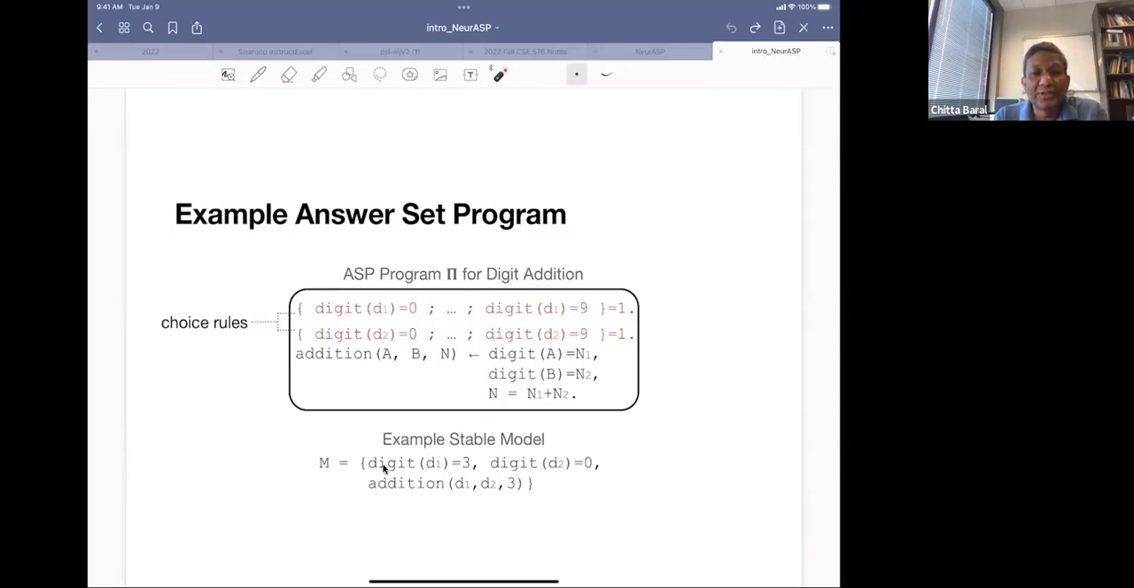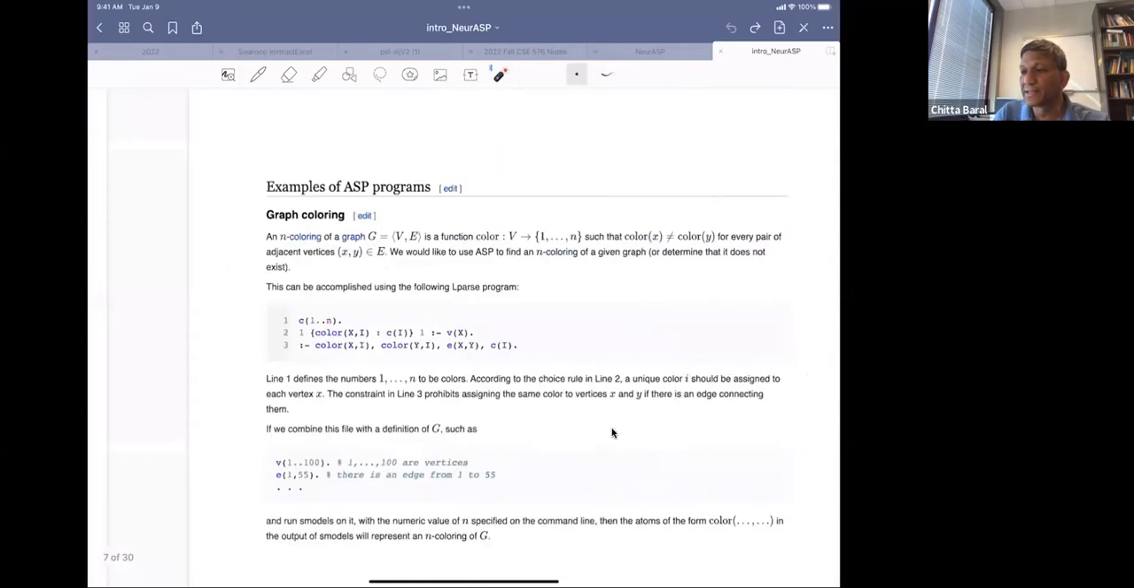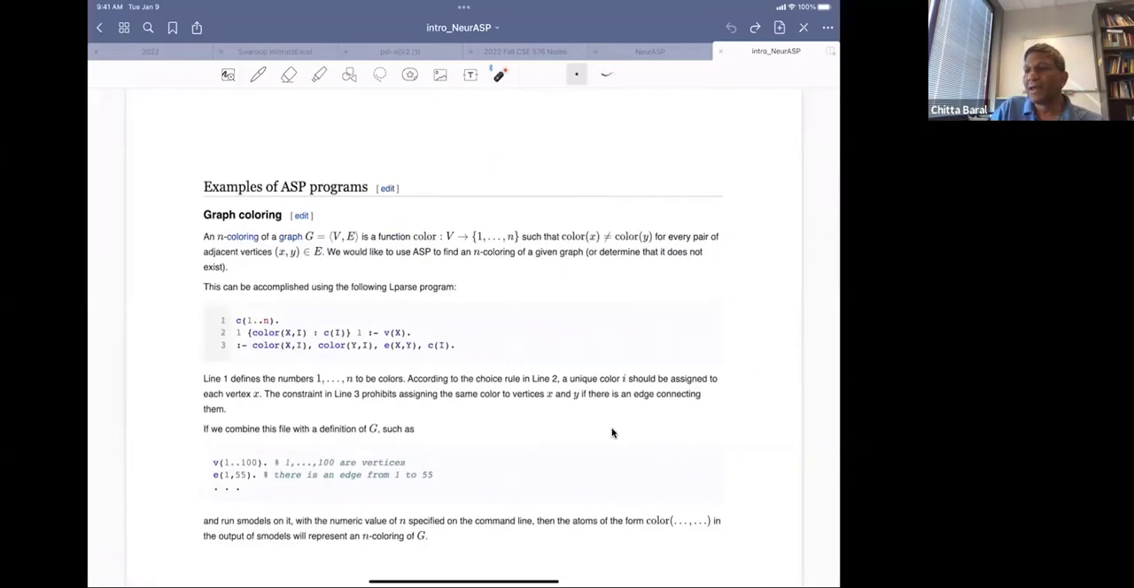And say one particular one would be digit D1 has value 3, digit D2 has value 0, and addition of D1, D2 is 3. So let me give you some more examples. Another example, this I picked up from Wikipedia. Suppose you are doing graph coloring.